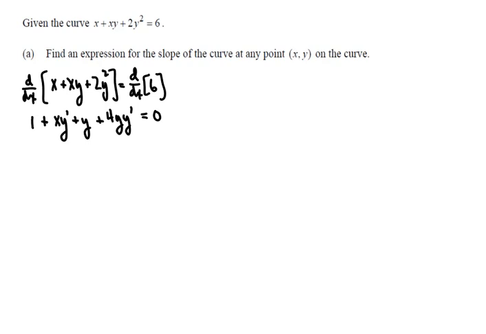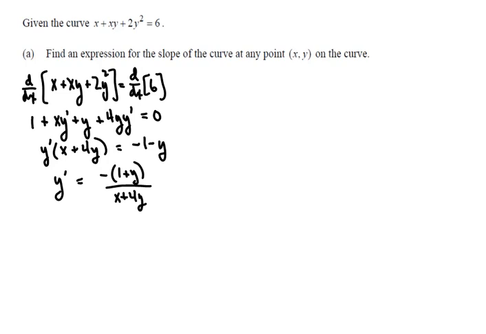So I'm going to group my y primes together, move everything else over. So I get y prime times quantity x plus 4y is equal to negative 1 minus y. Well, y prime is negative the quantity 1 plus y over x plus 4y. So that would be the answer to part 1, or part A.